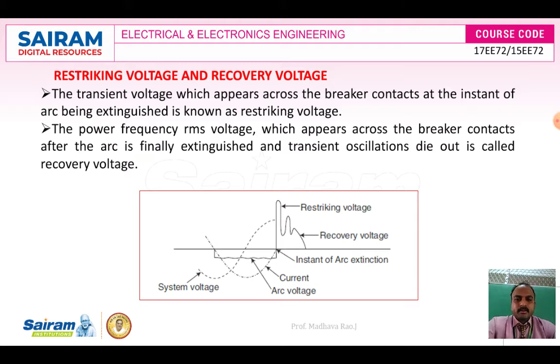Every circuit breaker has two contacts, one fixed contact and one moving contact. The voltage across the contacts at the instant the arc is extinguished is known as restriking voltage.